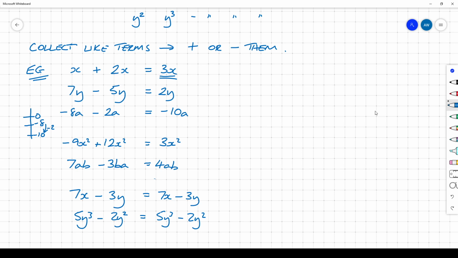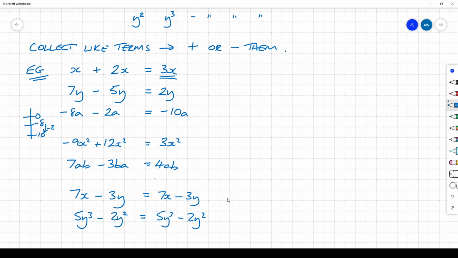So that's the basics of collecting like terms, and I've only looked at adding up 2 terms at a time for this video to keep it at this length. The follow-up video will be looking at when we add up more than 2 terms and what happens when we have more than one type of letter or one type of term throughout our collecting.